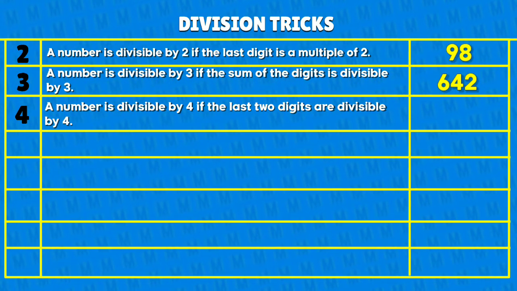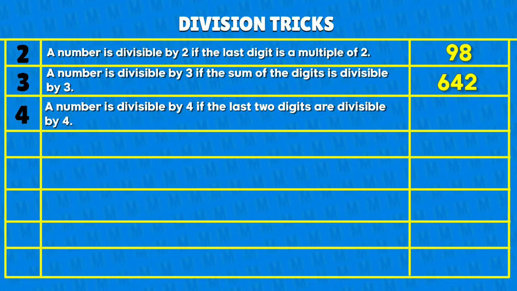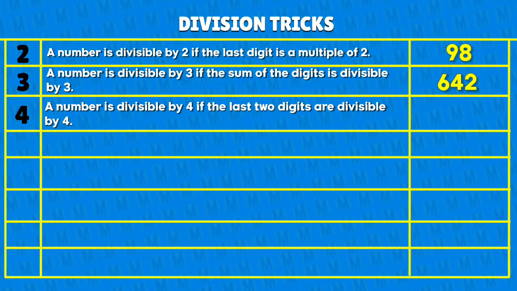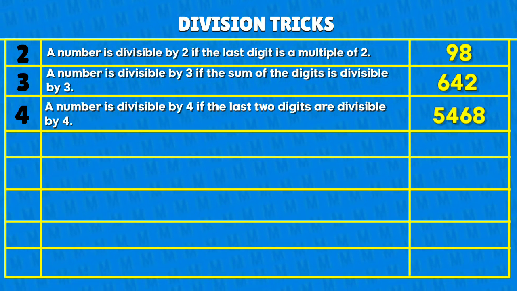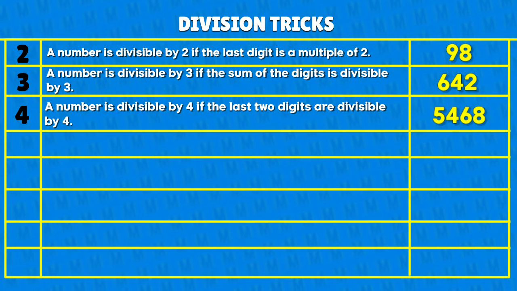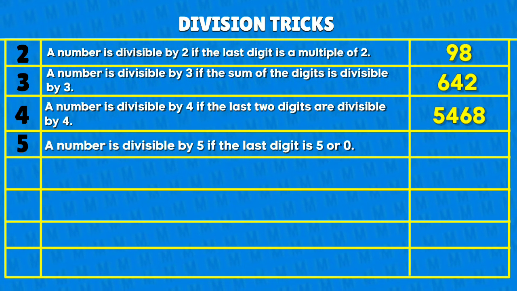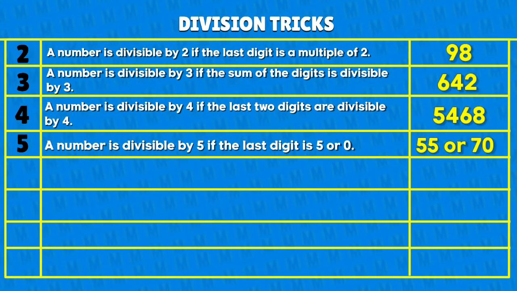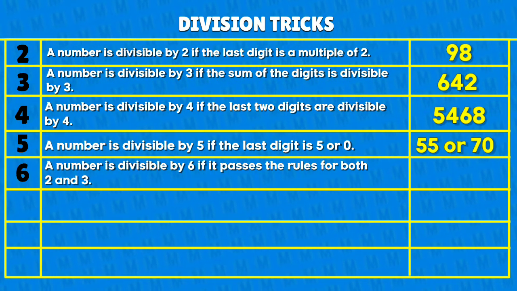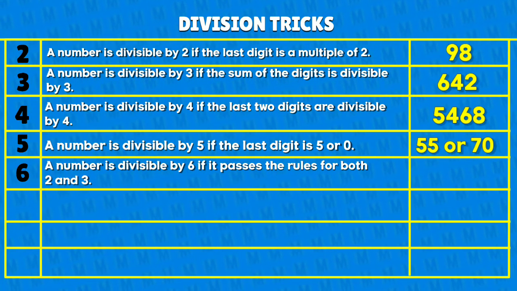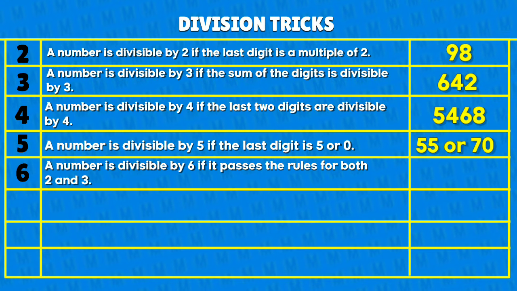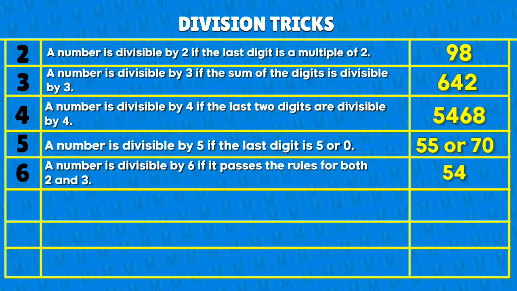A number is divisible by 4 if the last two digits are divisible by 4. Example, 5,468, because 68 is divisible by 4. A number is divisible by 5 if the last digit is 5 or 0. A number is divisible by 6 if it passes the rules for both 2 and 3.